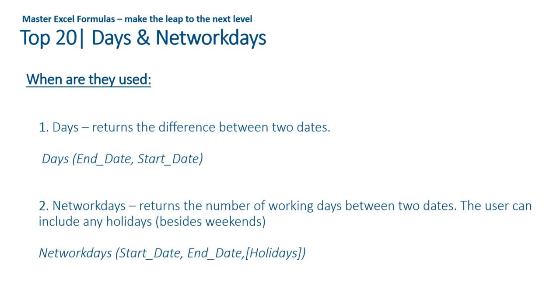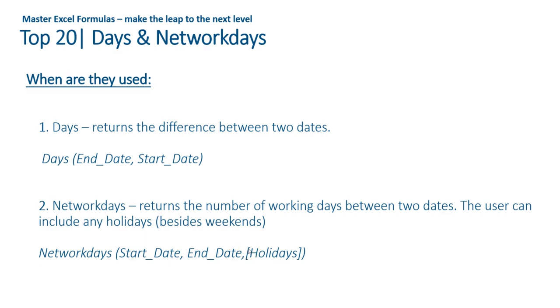Okay, now going back to the presentation, the next 2 formulas we have are DAYS and NETWORKDAYS. These 2 formulas are quite useful. So when are they used? DAYS is used to return the difference between 2 specific dates. The structure of the formula suggests that we start with the end date and then we enter the start date as well, whereas NETWORKDAYS returns the number of working days between 2 dates. The user, of course, can include any holidays besides the weekends. The holidays part is optional, so that's why I've put that in square brackets.